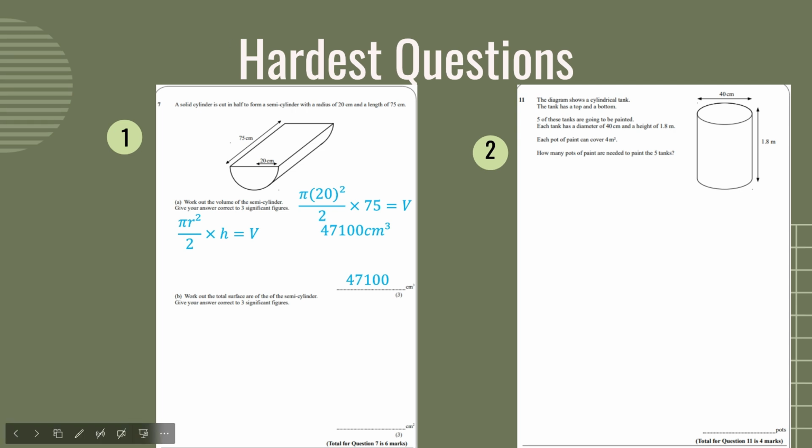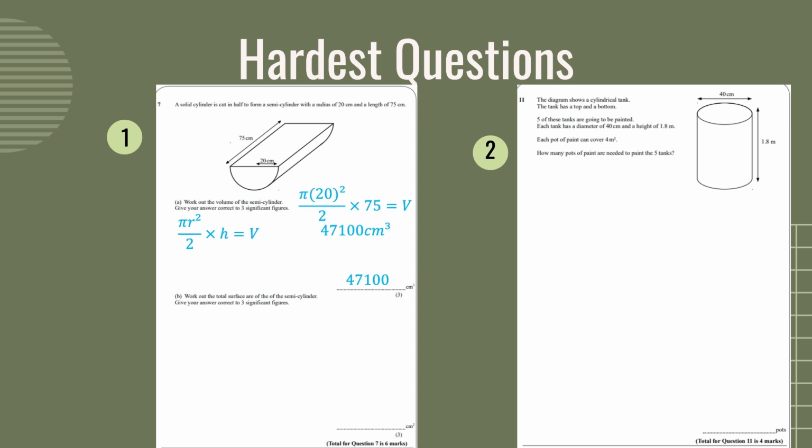Now, in part B of the question, we are asked to work out the total surface area of our semi-cylinder and to give your answer correct to 3 significant figures. First, we need to look at our semi-cylinder and realise what surfaces we're adding up. We can see we've got 2 semicircles, half the curve of a normal cylinder, and the big rectangle on top.